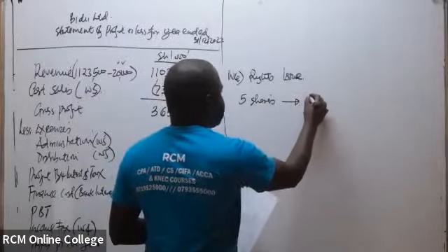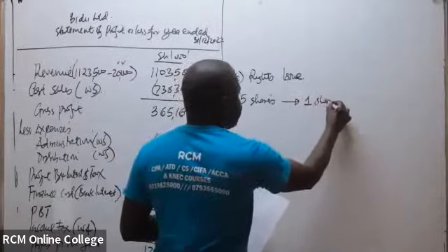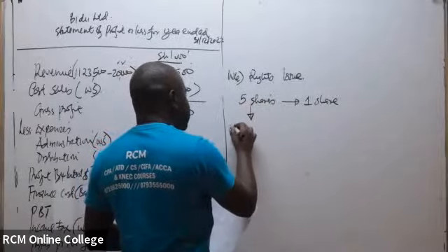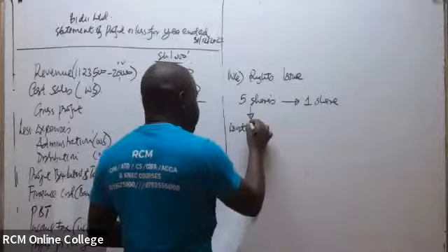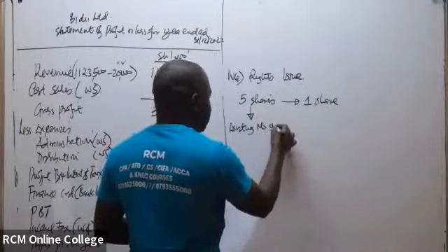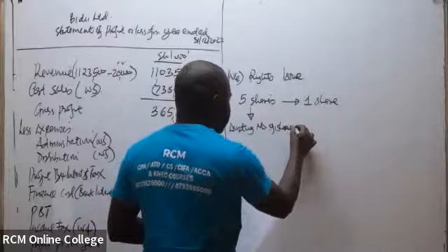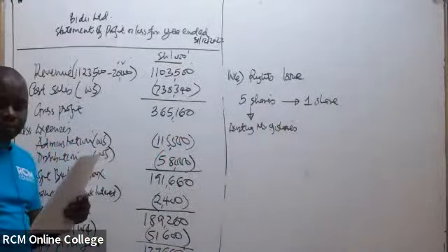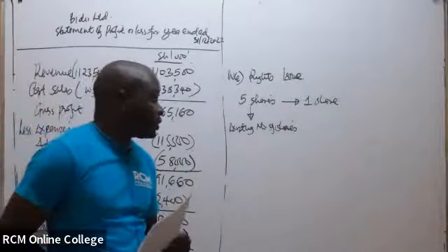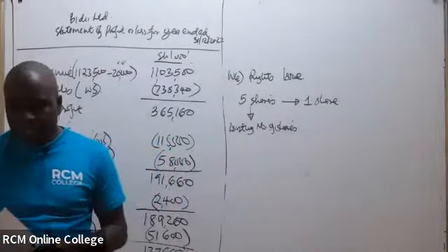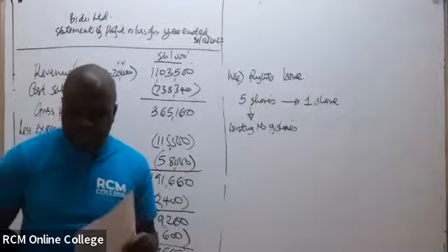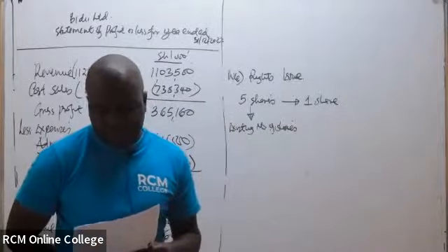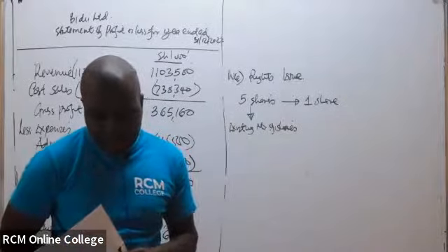So in this case, for 5 shares held, you are getting how many shares? One share. So what are the existing number of shares? Maybe I can ask, what do you think are the existing number of shares currently? Try to think. What are the existing number of shares according to you currently?